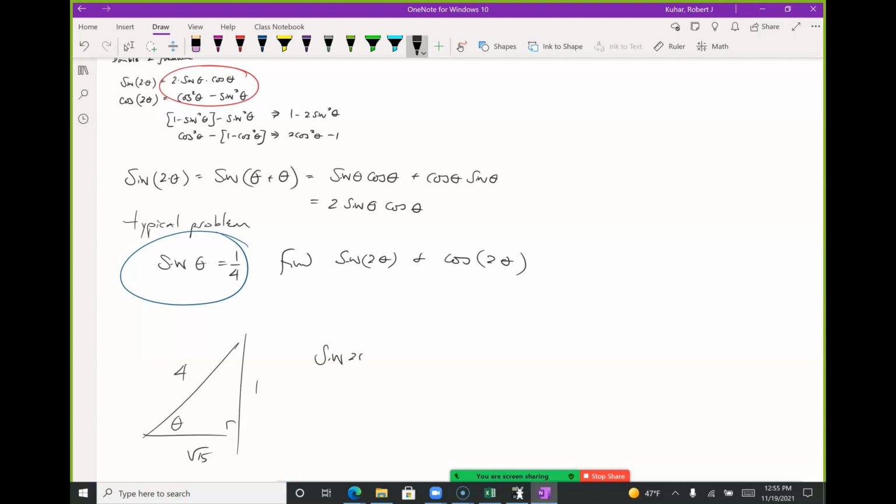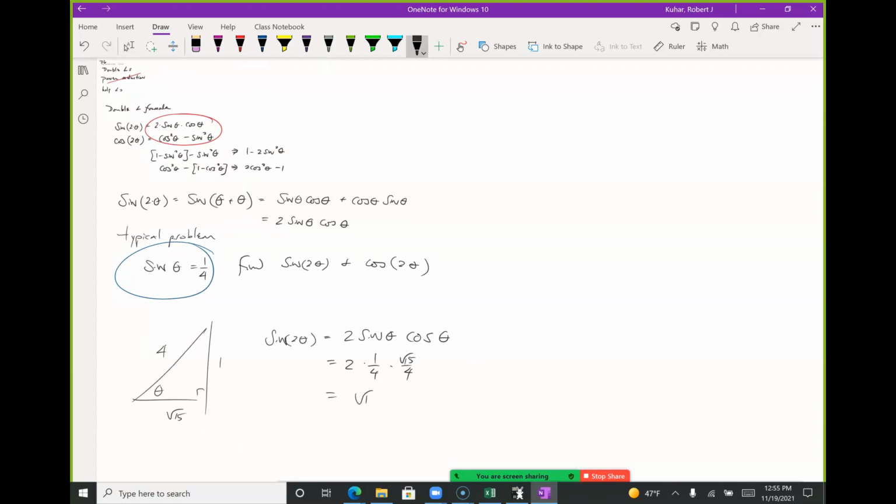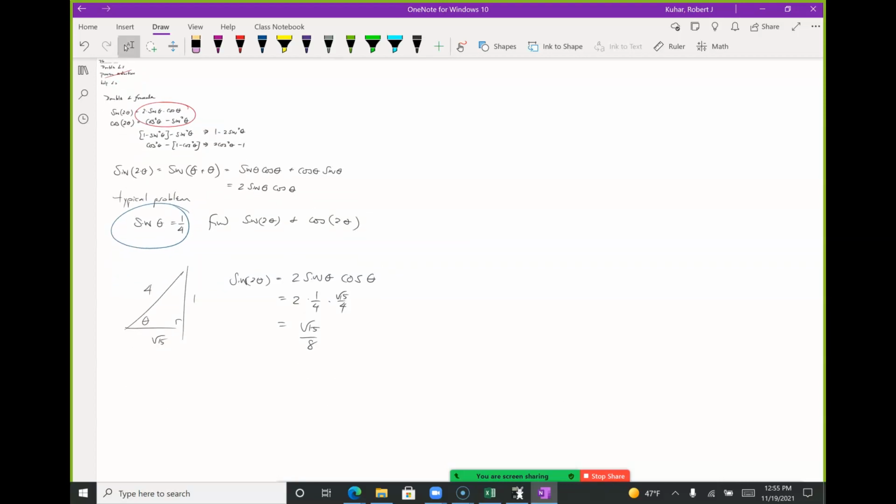So sine 2 theta is 2 sine theta cos theta, right? So that's 2 times 1/4 times rad 15 over 4. So once I get my triangle, I use my identity to reduce it down to sines and cosines, and then use the triangle. So it looks like what, rad 15 over 8? Done. Oh, I forgot cos 2 theta.